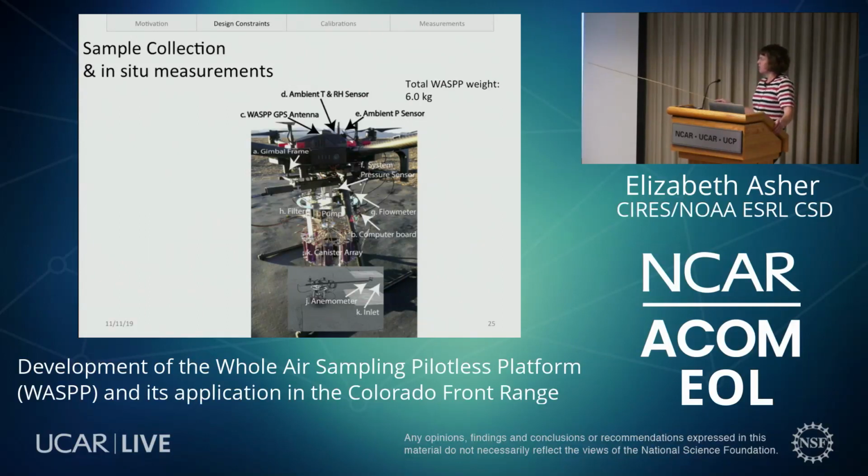So our instrument in total, including its boom and inlet, weighs 6 kilograms. It has a number of different sensors. It's got an ambient pressure sensor, an ambient temperature and relative humidity sensor. It has a small GPS antenna that's actually separate from the drone so that we're not beholden to any one platform and we could switch instruments or drones. We have a system pressure sensor, a flow meter, the pump I mentioned a minute ago, a filter to remove particulates from the airflow, a small computer board that's a Raspberry Pi and custom electronics board. And of course, the canister array, maybe the most important part.